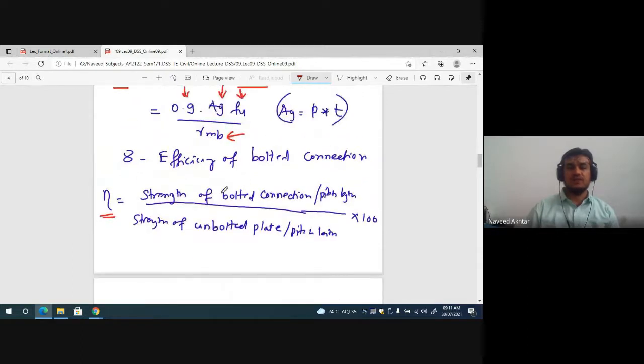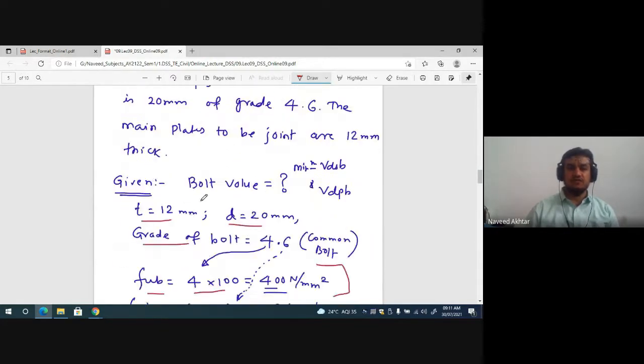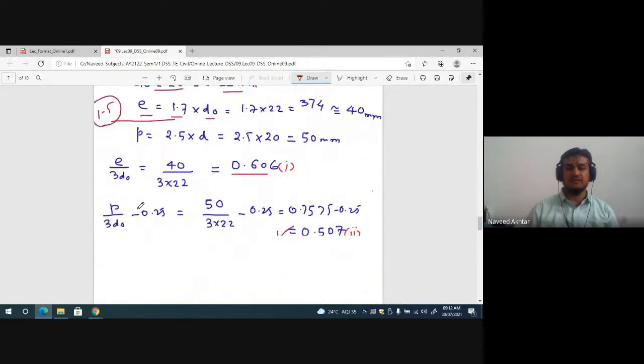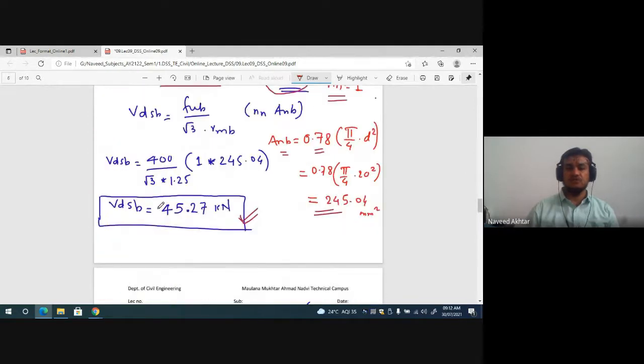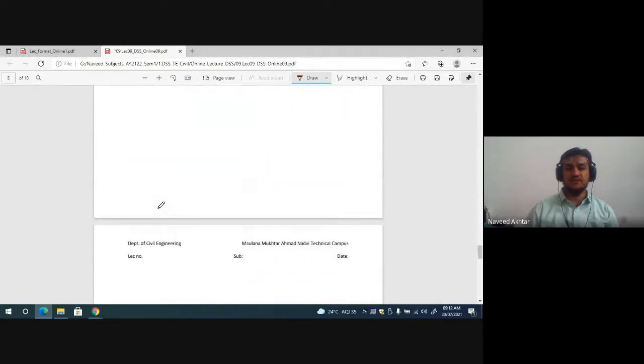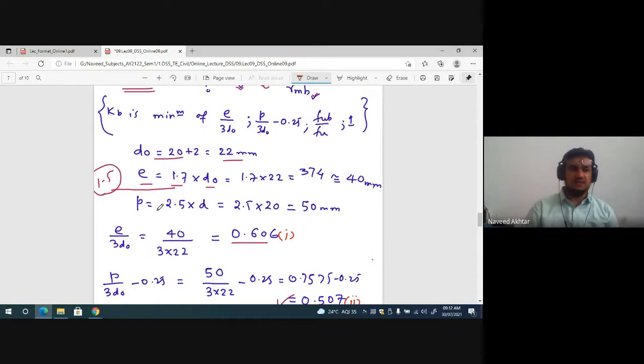So this 4 by 7 value into 100, you will get the efficiency of the bolt in percentage. This we have seen, and one example to find out the bolt value or strength of bolt we did yesterday. Today you will see another example. This is the lap joint. We will see today the fourth joint with another example, and you can find out the values.